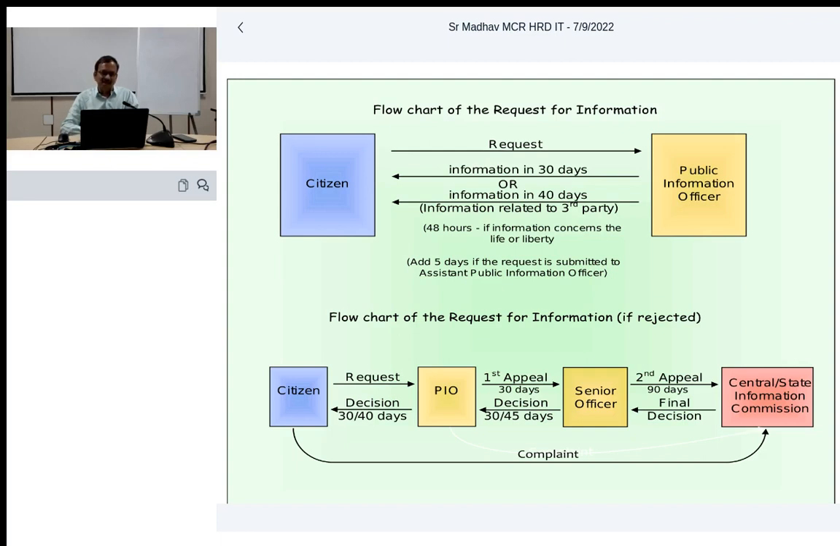If the applicant is still not satisfied with the order issued by the first appellate authority, or in case the first appellate authority fails to dispose of the appeal, the appellant can prefer the second appeal under section 19(3) of the Right to Information Act before the concerned Information Commission within 90 days. There is another remedy under section 18(1). Any applicant can directly approach by way of filing a complaint under section 18(1). But it is the Commission's discretion whether to admit the complaint directly under section 18(1).